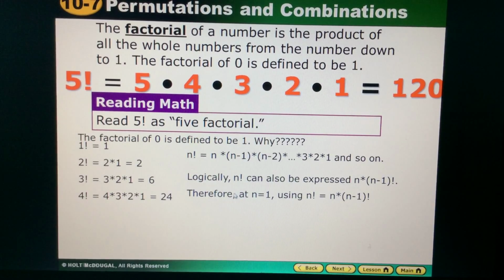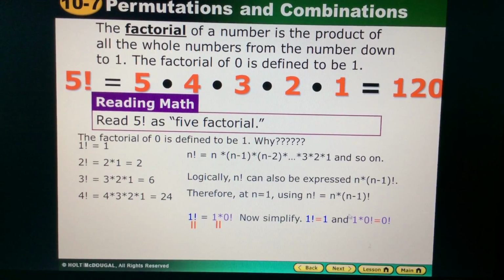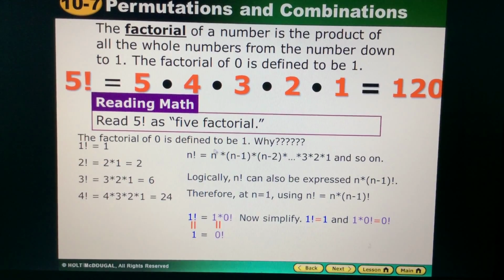And if we do that, then when we have n equals 1, and we put 1 in for n, 1 factorial would equal 1 times the next one down, which would be 1 minus 1, or 0 factorial. So we know that 1 factorial has to equal 1, and then 1 times 0 factorial has to be 1, which means 0 factorial would have to be 1. Now, if that makes no sense to you, I'm sorry, but I just felt like I needed to show you that. But this is basically a way to show that 0 factorial is 1.